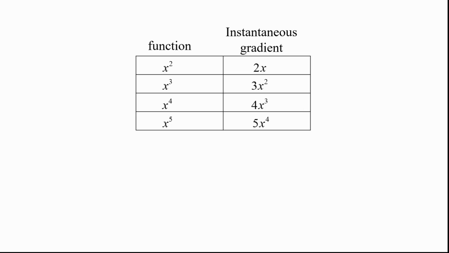Now here's a summary. X squared, of course, is the one we've just looked at, and the instantaneous gradient, or rate of change, is 2x. If you follow the same formula for, let's say, x cubed, x to the power of 3, you will end up with 3x squared for the instantaneous rate of change. And similarly, if you do that for x to the power of 4, you obtain 4x to the power of 3, and then x to the power of 5 will give you 5x to the power of 4 for the instantaneous rate of change. Do you notice a pattern there? For example, if I said x to the power of 6, what would you say would be the expression for the instantaneous rate of change?